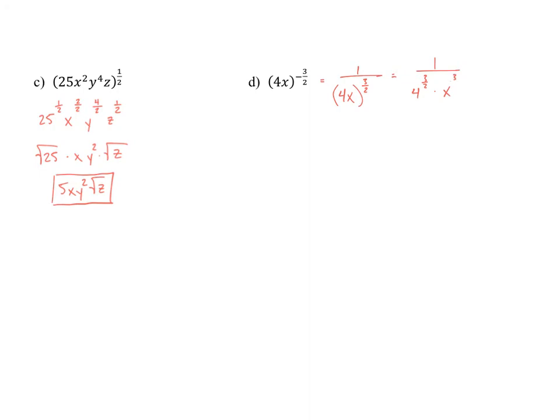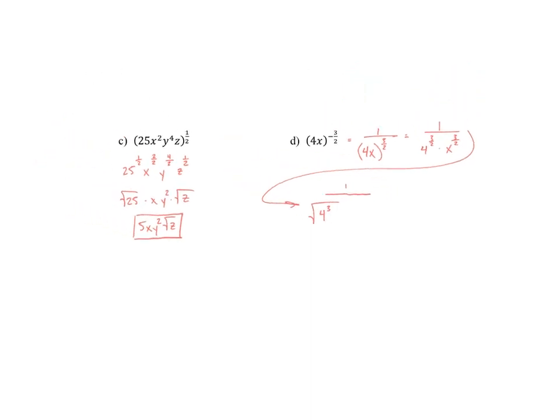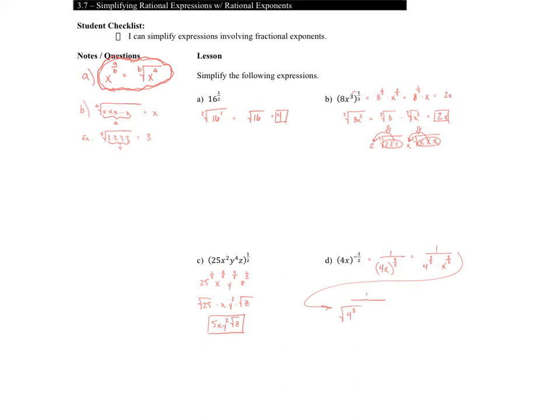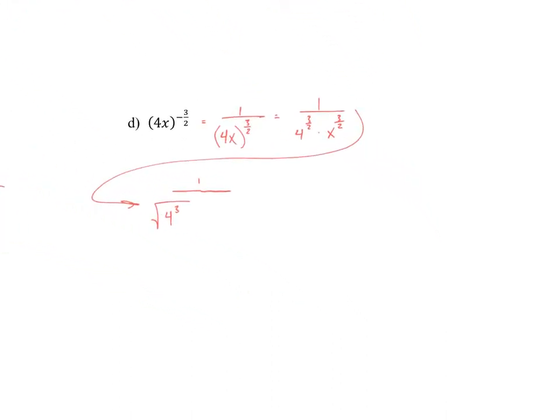x to the 3/2. Now the question would be, can we simplify any of this? So let me do some work on this over here. I've got 1 over. 4 to the 3/2 means the square root of 4 cubed. And where that's coming from is over here. Our rule, what does it mean when you raise something to a rational power? The denominator becomes the argument, and the numerator becomes the exponent of that number.